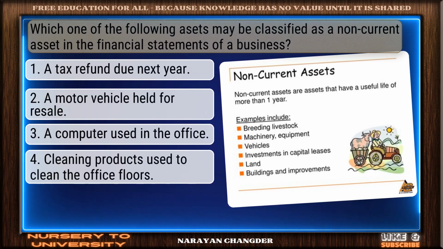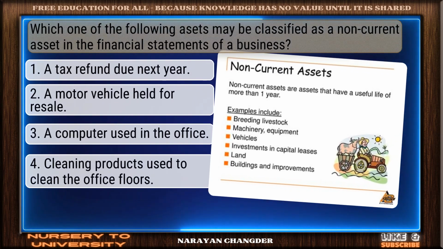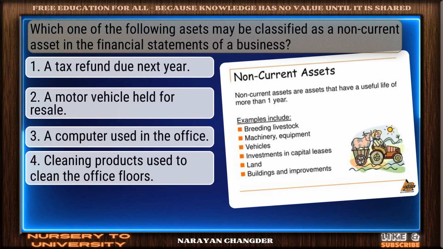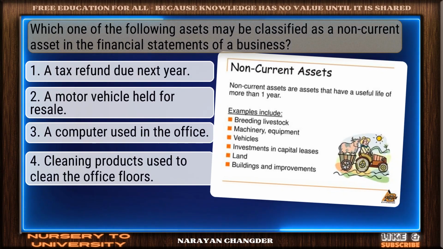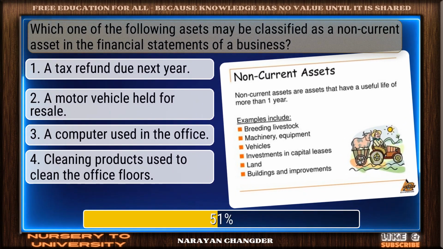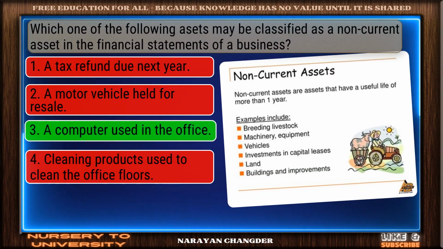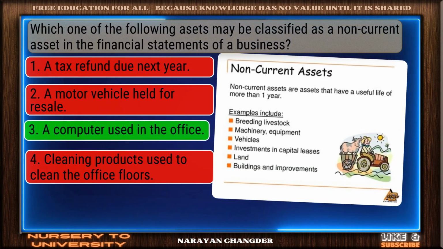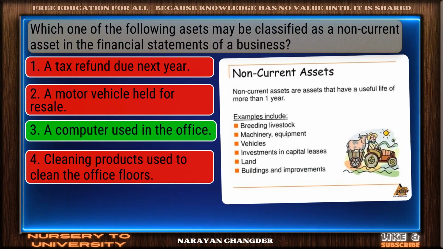Which one of the following assets may be classified as a non-current asset in the financial statements of a business? Great thinking. A computer used in the office is the right choice.